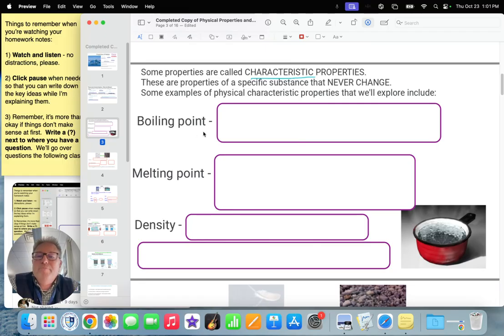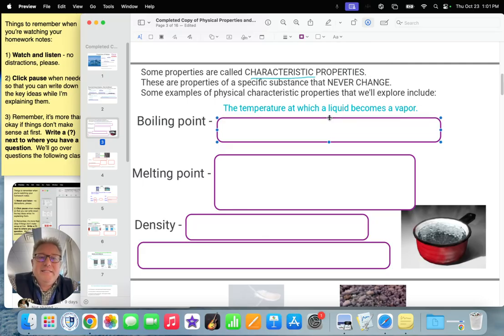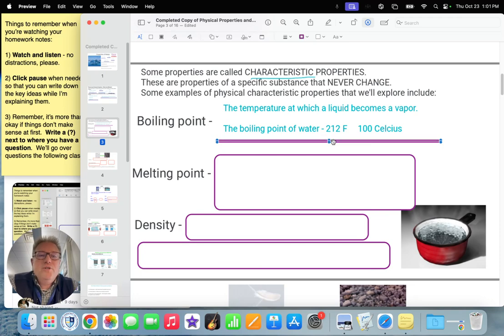For example, the boiling point of a substance is a characteristic property. The boiling point is the temperature at which a liquid becomes a gas. All materials have different boiling points. The boiling point of water, one we'll think about a lot, is 212 degrees Fahrenheit or 100 degrees Celsius. But different materials have different boiling points. Oil will have a different boiling point than water. Gold has a boiling point. At some point, solid gold becomes liquid gold, and if it gets hot enough, it could become gas gold, which is weird to think about because it's a metal, but certainly it has a specific boiling point.